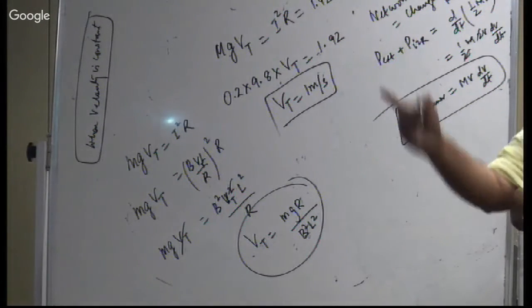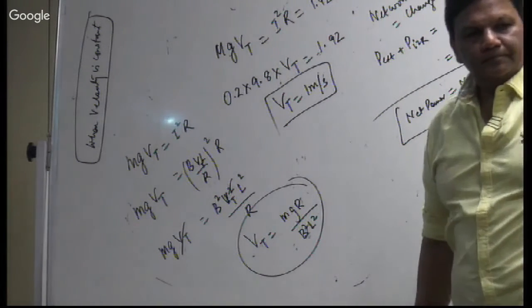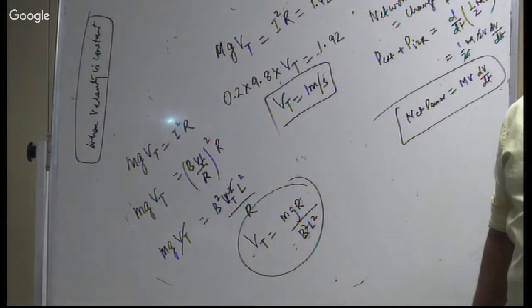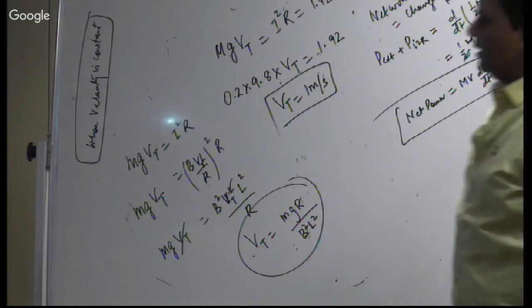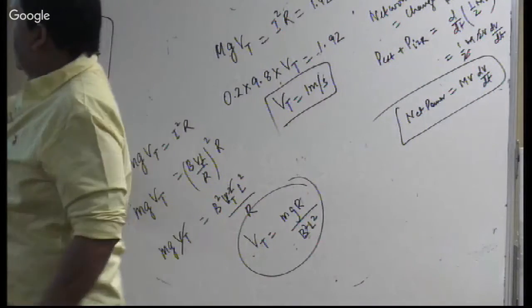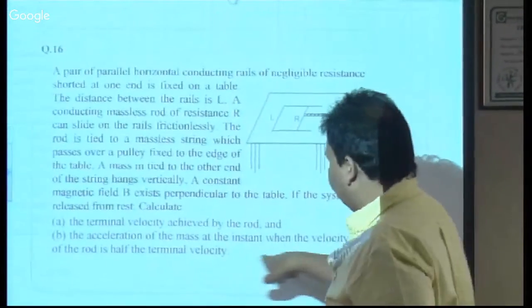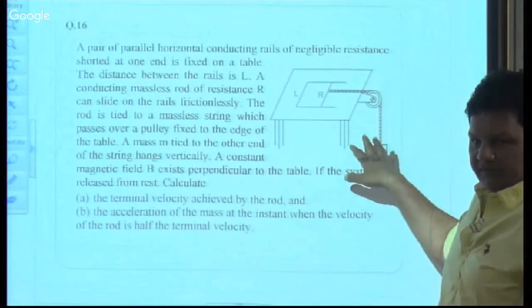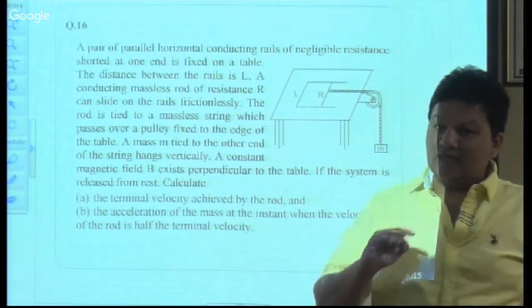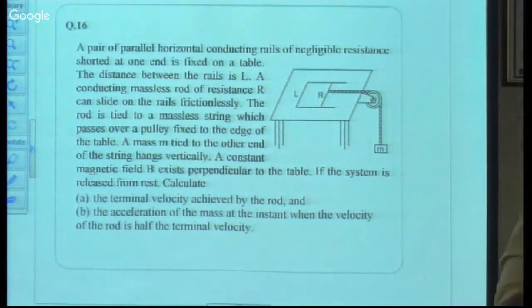Second part, 1 minute. Now it says, if the velocity of this mass is half the terminal velocity, so what will be the acceleration of the system?